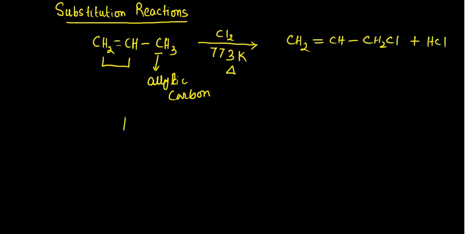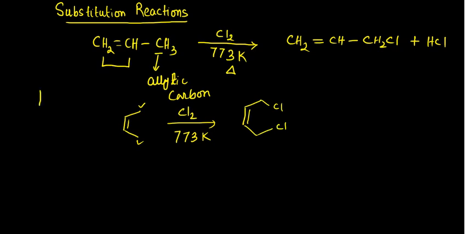So suppose I have been given like this, Cl2 773 Kelvin. If you look at this, there are two allylic carbons over here and here. So there will be two substitution sites. So like this, here there will be a chlorine and here also there will be a chlorine. So this kind of substitution reaction is called allylic substitution.